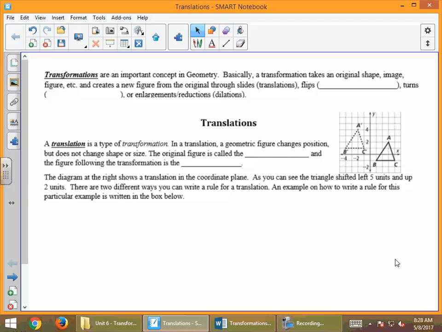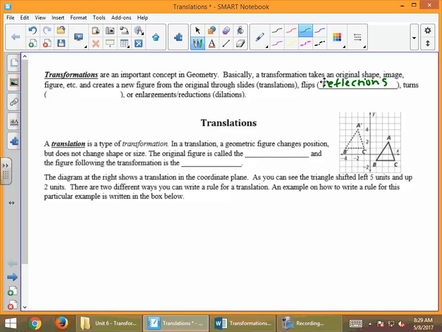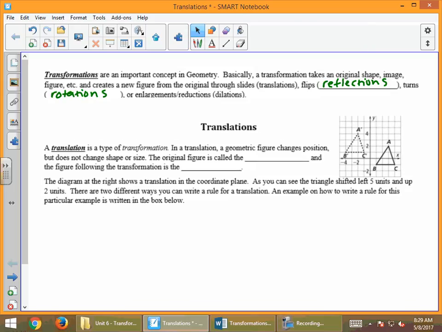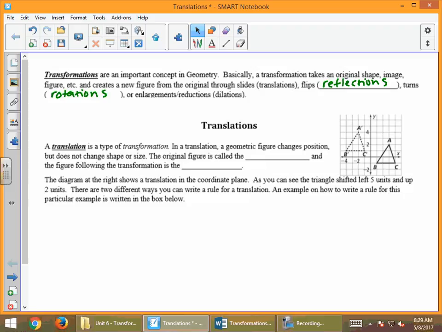Basically, a transformation takes an original shape, image, figure, etc., and creates a new figure from the original through slides, which are translations, flips, which are reflections, turns, which we call rotations, or enlargements / reductions, which are called dilations, which we're going to talk about next unit. You're not going to see dilations yet, but that is a type of transformation. The type of transformation we're going to talk about today is translations.